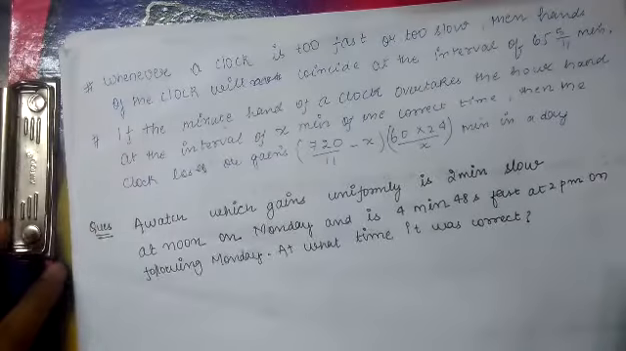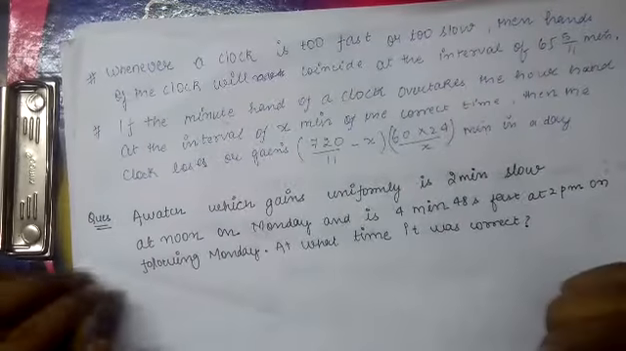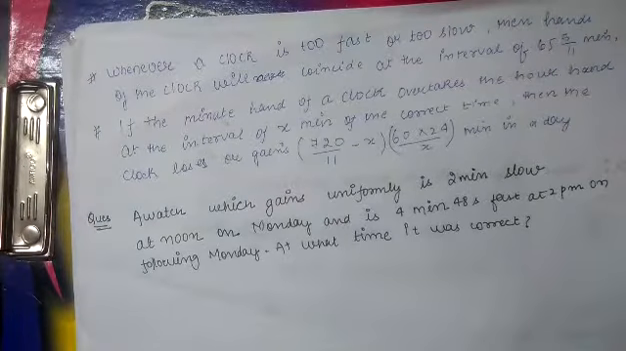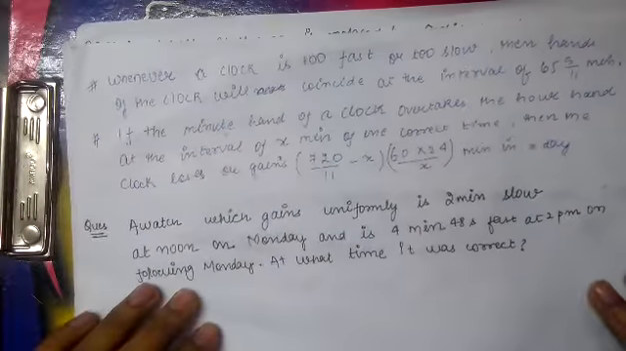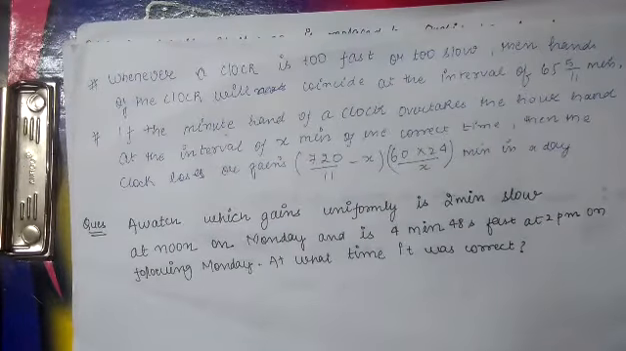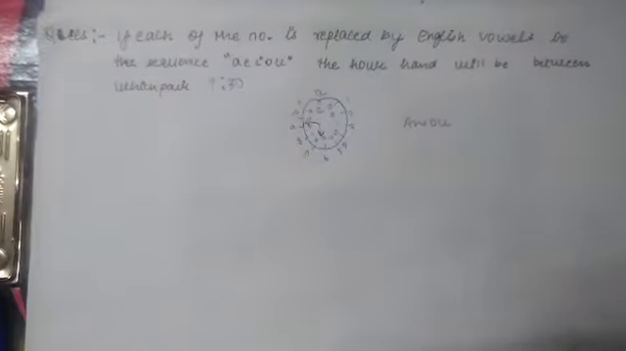Now the next point is about faulty clocks. Whenever a clock is too fast or too slow, the hands of the clock will coincide at an interval other than 65 5 by 11 minutes. Second point: if the minute hand of a clock overtakes the hour hand at an interval of x minutes of the correct time, then the clock loses or gains (720 by 11 minus x).